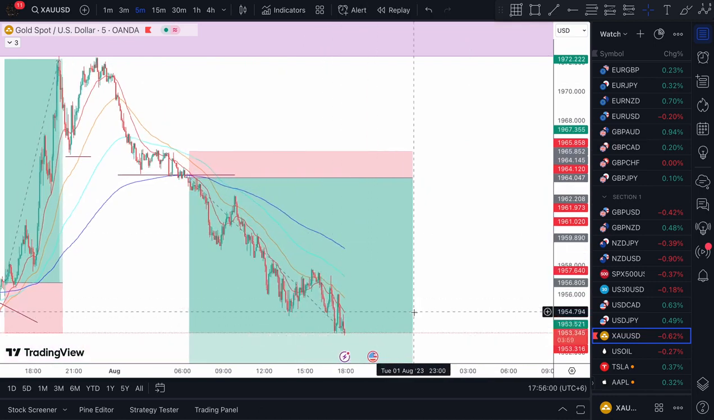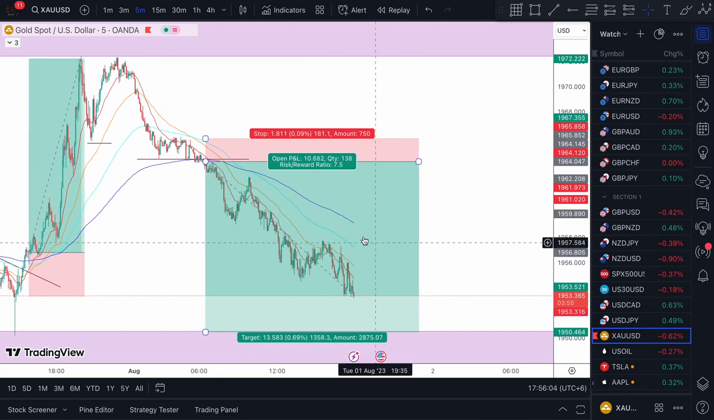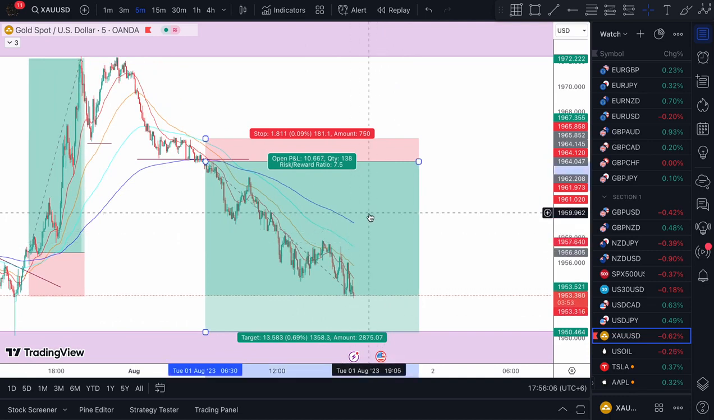The market is still running. Let's see, still in profit. See, this is live market, nothing to hide. That's how powerful the system is.